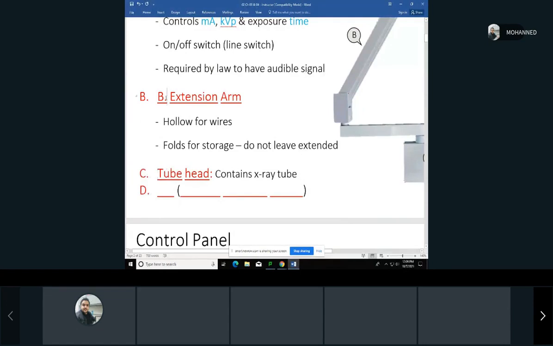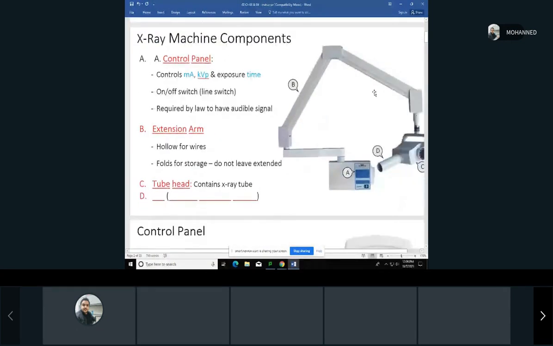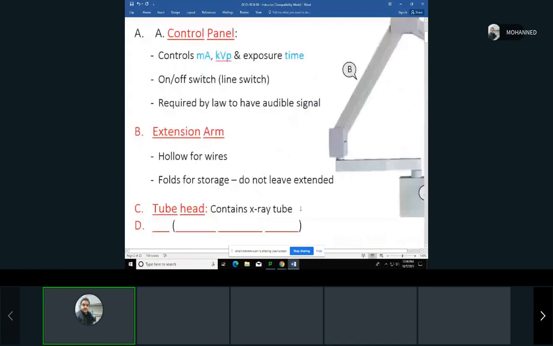So we know what B is. B is the extension arm. It's usually hollow to hold the wires. And we want to fold it whenever you're done, and most probably you guys are doing that. Whenever you're done with your lab, you want to fold it up so the springs in it will keep working correctly, so you can extend it and work with it and it will be stable. So we always fold it back when we're done. C is the tube head, which contains the X-ray tube, which we'll talk about. So we have the tube head and we have the tube itself, the X-ray tube.